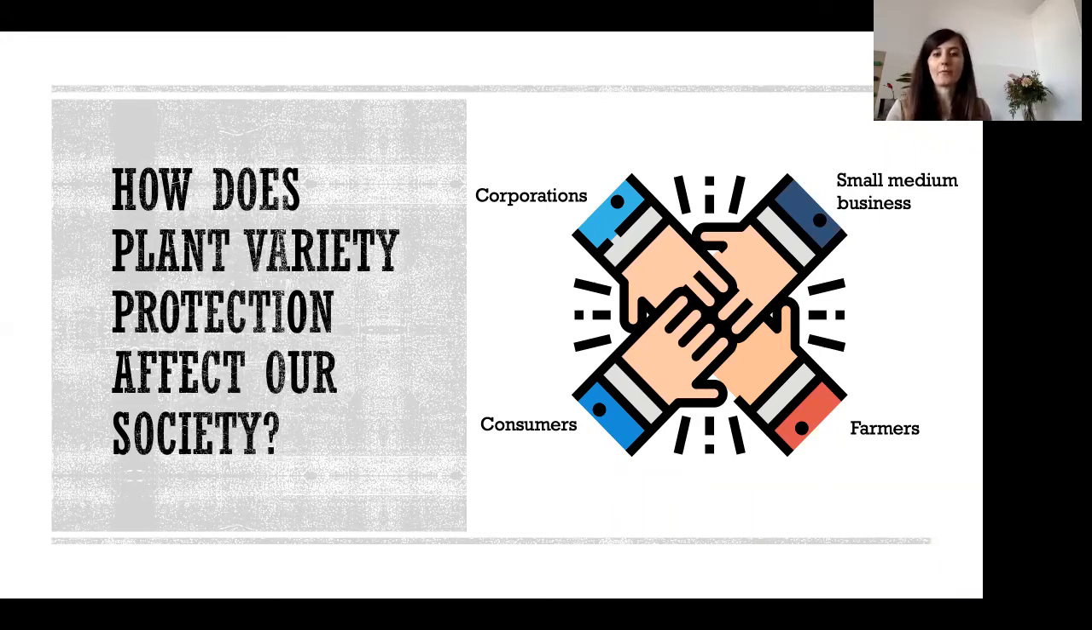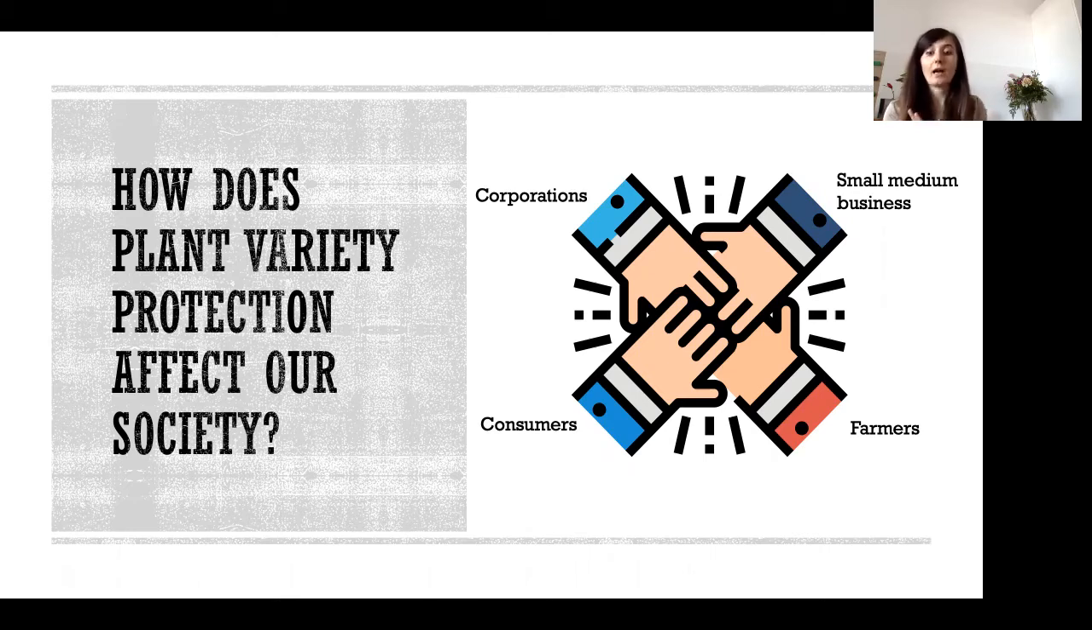In this slide, we have a few stakeholders. Corporations, which are the main stakeholders, do invest heavily in research and development in plant breeding, and corporations are usually the ones who have most of the patents on DNA sequence or that affect plant variety production. Small medium businesses can also have patents, of course, but they engage mostly in plant breeding, in crossing and selection, not in DNA sequence. So they do heavily rely on the plant breeders' rights system.